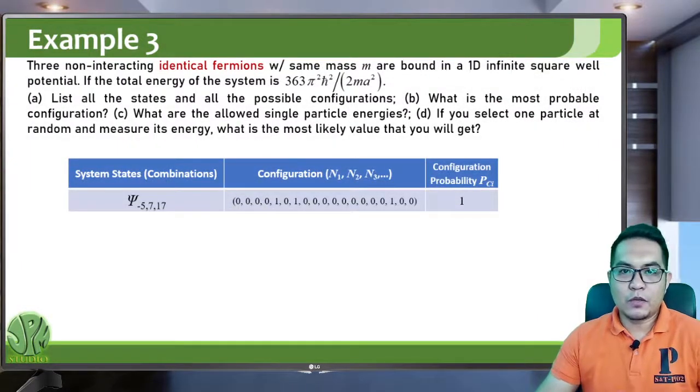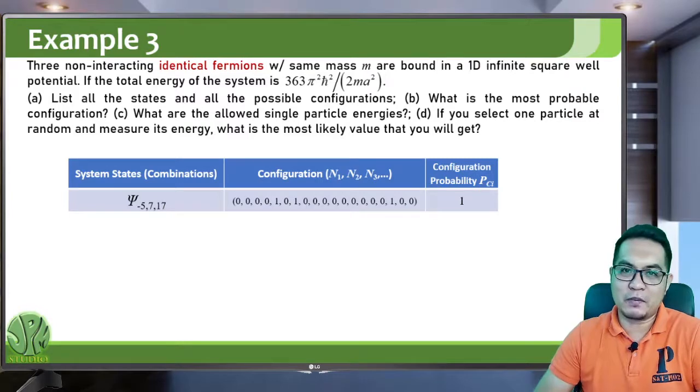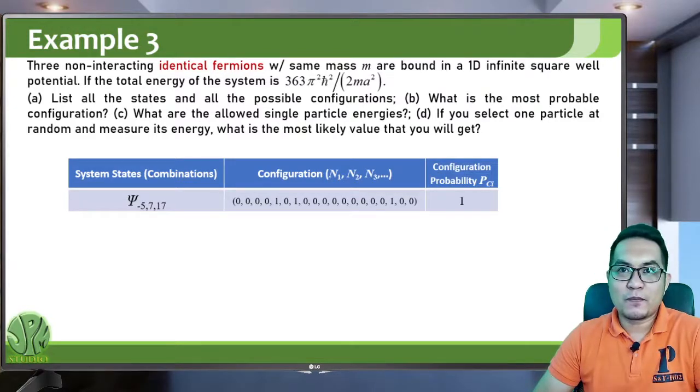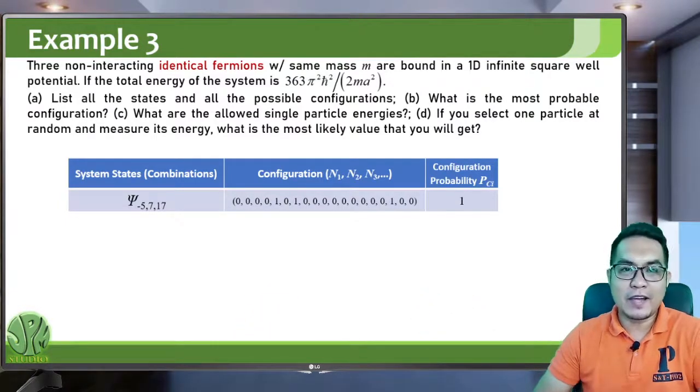Now if the case is identical fermions, 3 identical fermions, take note that identical fermions cannot occupy the same state. So 11, 11, 11 is not possible. 1, 1, 19 is also not possible. 13, 5, 13, 13 is also not possible. So there's only one possible combination if the 3 particles in this problem are identical fermions.